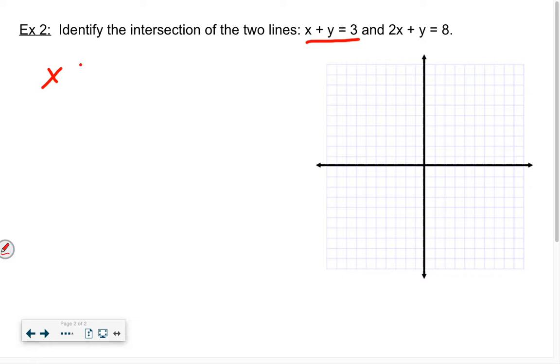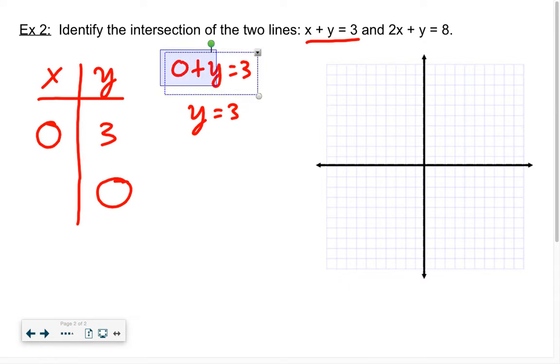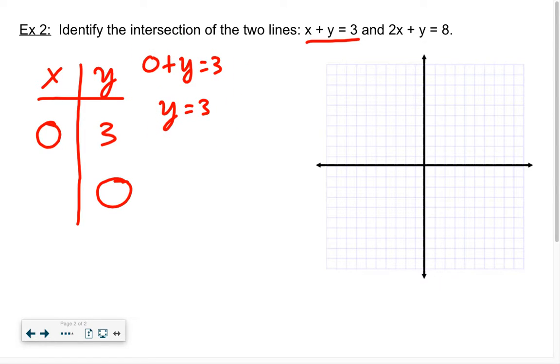So if I do my xy chart, we begin by letting x be 0, and then we'll solve when y is 0. To begin with, if x is 0, 0 plus y is equal to 3. Therefore, y is equal to 3. So there we go. Now we want our y value to be 0. So now we have x plus 0 is equal to 3, and sure enough, our x value is 3. So there are our two ordered pairs.